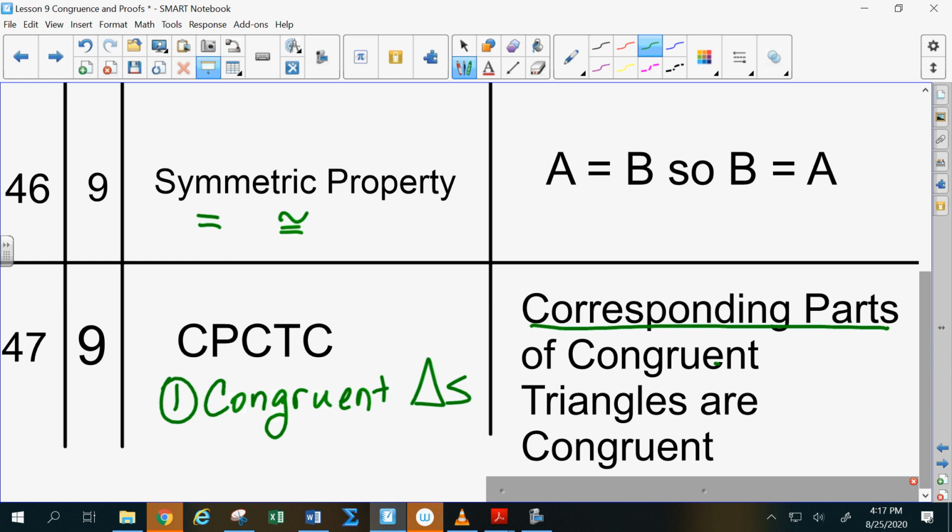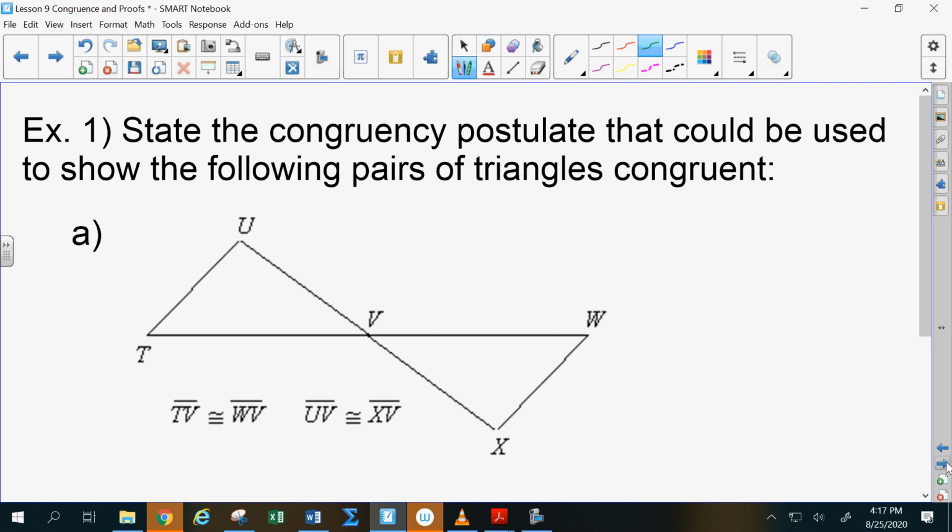Okay, let's try a few examples here. So part A of example 1, this just says to give the congruency postulate for showing that these are congruent. Now what I want to see is I want you to mark on the sketches, so you'll need to copy the sketch if it isn't already there so that you can mark on it and then say which postulate.